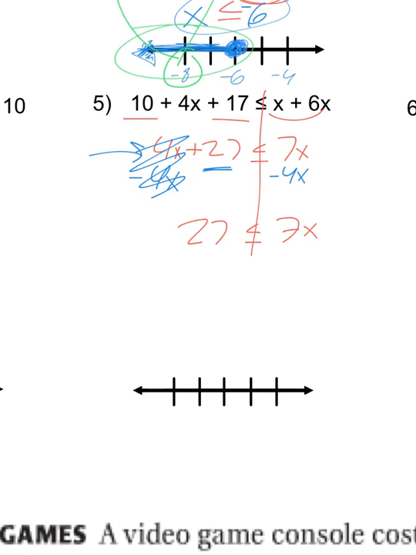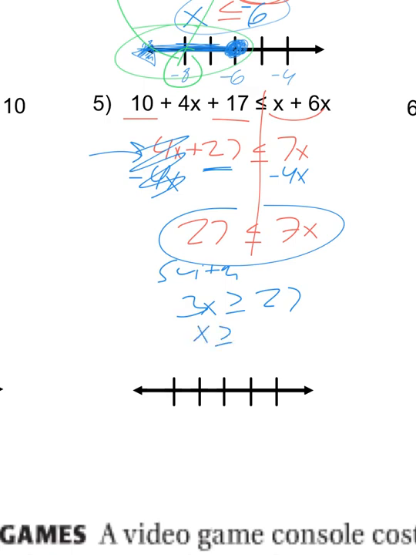Right now I am going to switch it around, give it the old switcheroo here, just because I do like my variable on the left, and now that I've just got one term with a variable, now it's a good time to switch it. So 3x is greater than or equal to 27. Divide both sides by 3. I'm getting x is greater than or equal to 9.